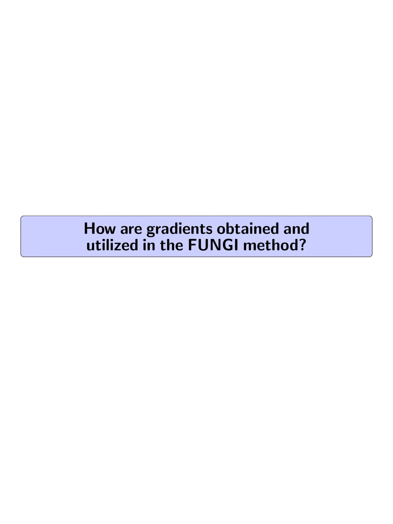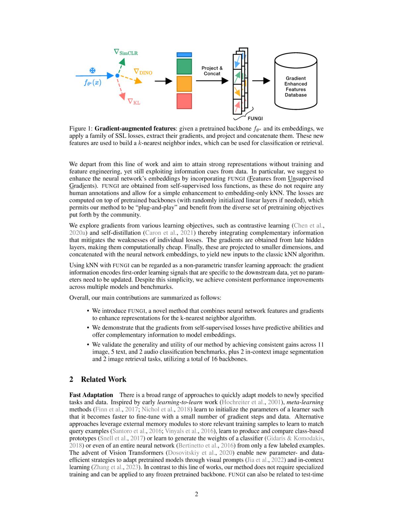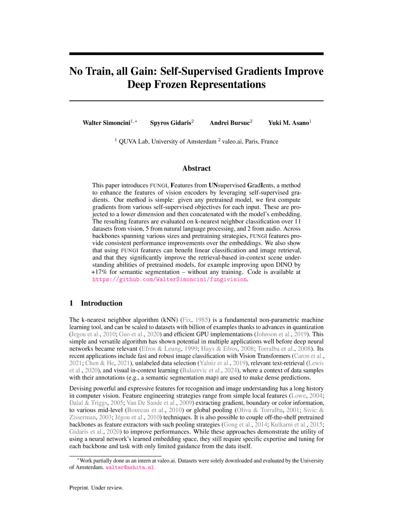How are gradients obtained and utilized in the FUNGI method? Gradients in the FUNGI method are obtained from self-supervised loss functions, specifically from the self-attention output projection of the last transformer block. These gradients are extracted without the need for human annotations, making the process unsupervised. The FUNGI method incorporates these gradients by projecting them to smaller dimensions and then concatenating them with the neural network embeddings. This combination of gradients and embeddings enhances the representations used in the k-nearest neighbor algorithm.